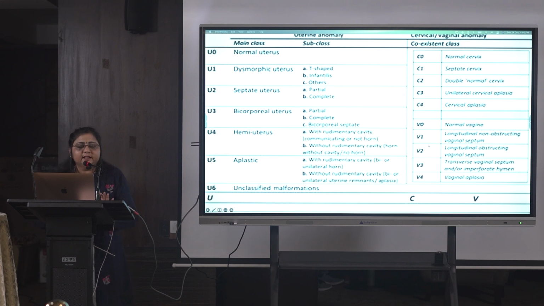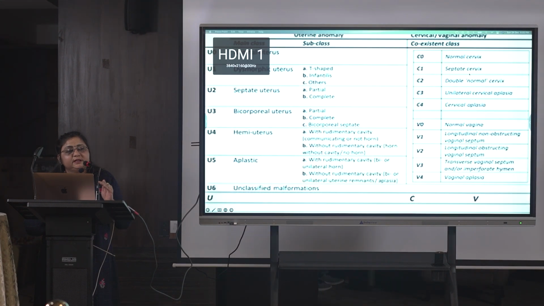So suppose there is a septate uterus. So septate uterus is complete. So what will we write? U2b. And the complete septate uterus means it has a complete septate cervix also. So we will write U2b C1. And then if it is a normal vagina, we will write V0.